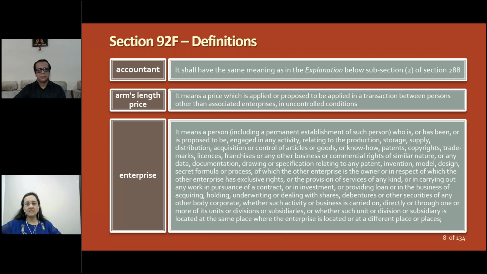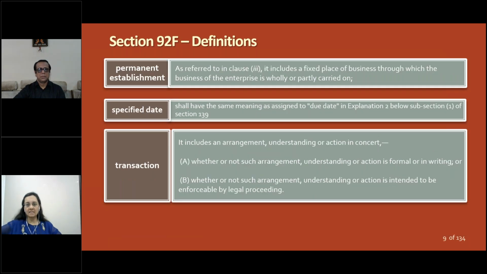Section 92F gives us the definitions. These definitions are for chapter 10 and they define an accountant, what is arm's length price, enterprise, what is a PE. Now, interestingly, even though the PE definition is only in chapter 10, there is no other PE definition in the Act. So even for an international tax purpose, the PE definition has to be seen from 92F. Specified date, by when do the filings have to be done, what is a transaction, are all given in the definition section.